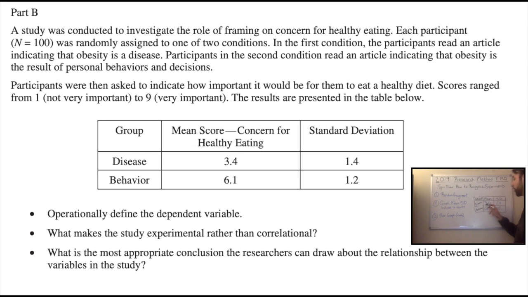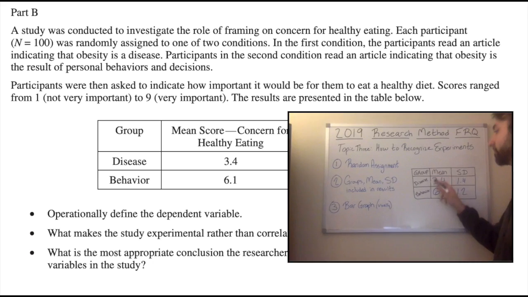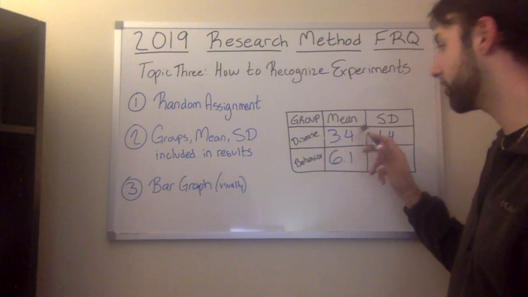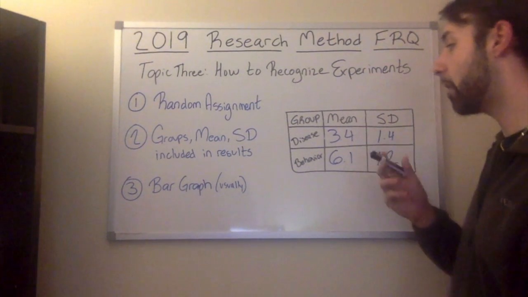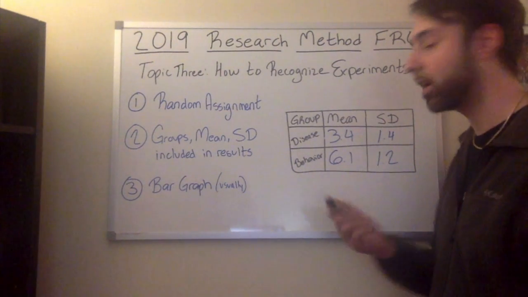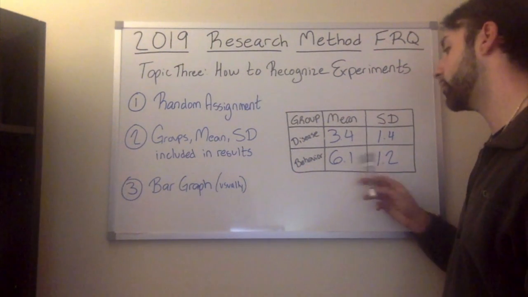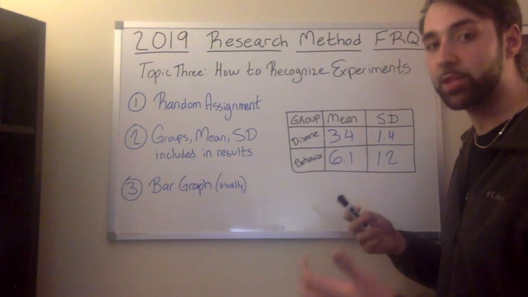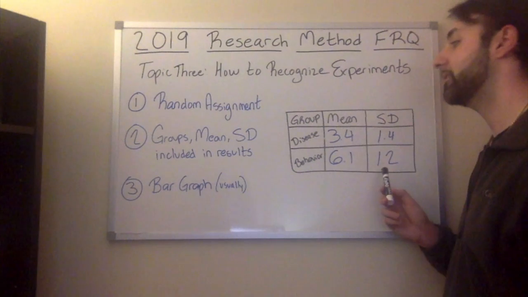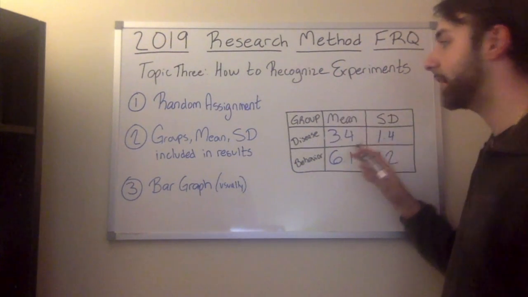What we found was that 3.4 was the mean for those that read the article saying it's a disease, meaning it's kind of outside of your control. The overall feeling of that group was that healthy eating actually wasn't all that important, only a 3.4 out of 10. However, if you read an article that told you that obesity was a result of your own behavior, the average out of 10 was a 6.1, making it much higher and of much greater importance for those who read that article. This is a classic example of what a table looks like in an experiment, and there's a few different reasons.